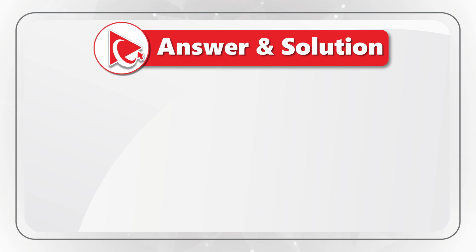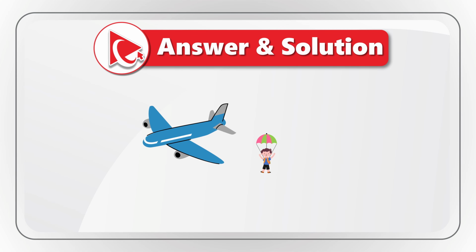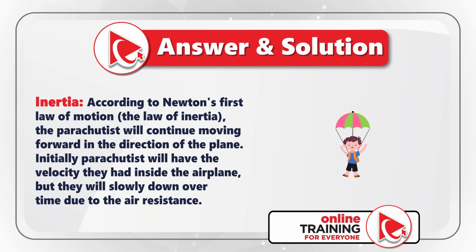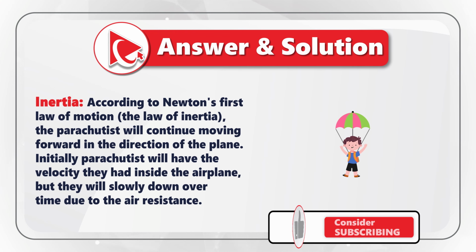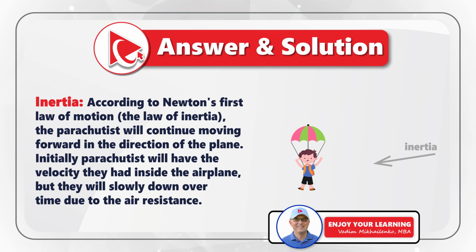When the parachutist is inside the plane, both the parachutist and the airplane are moving together in the same direction. When the parachutist jumps from the plane, there are multiple forces that will determine the trajectory. Number 1 is inertia. According to Newton's first law of motion, the law of inertia, the parachutist will continue moving forward in the direction of the plane.